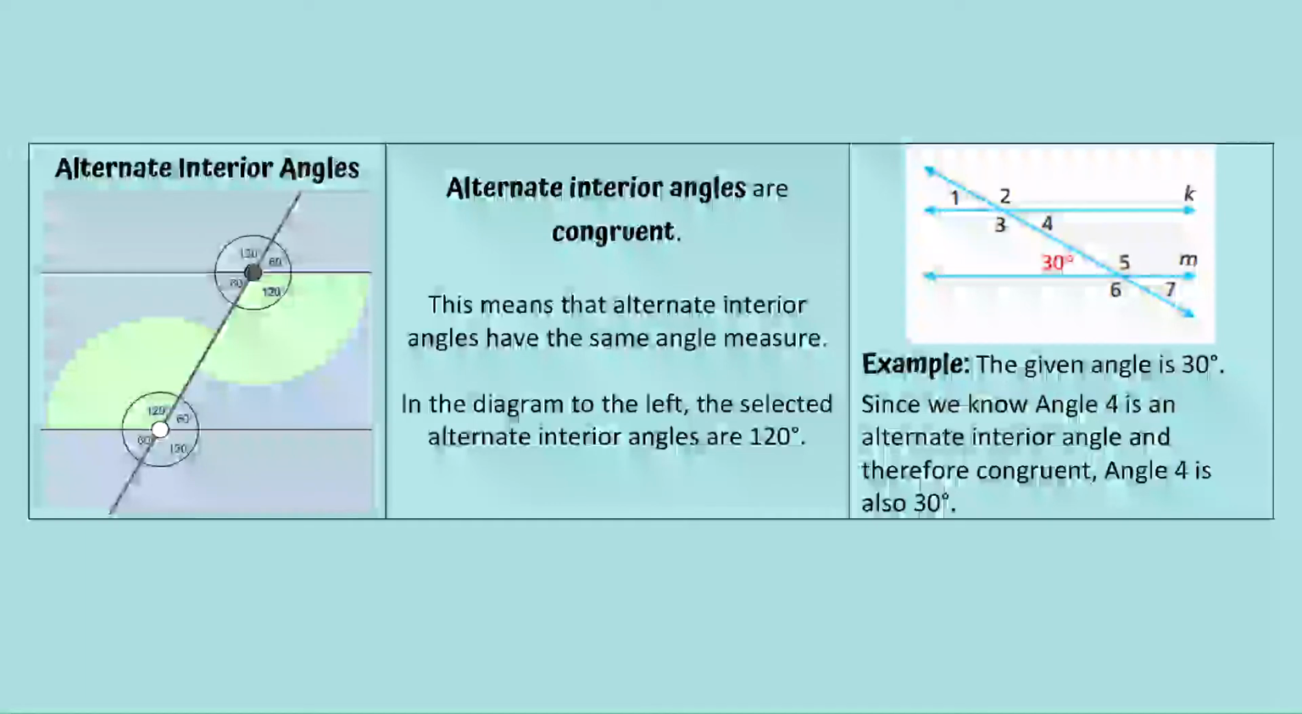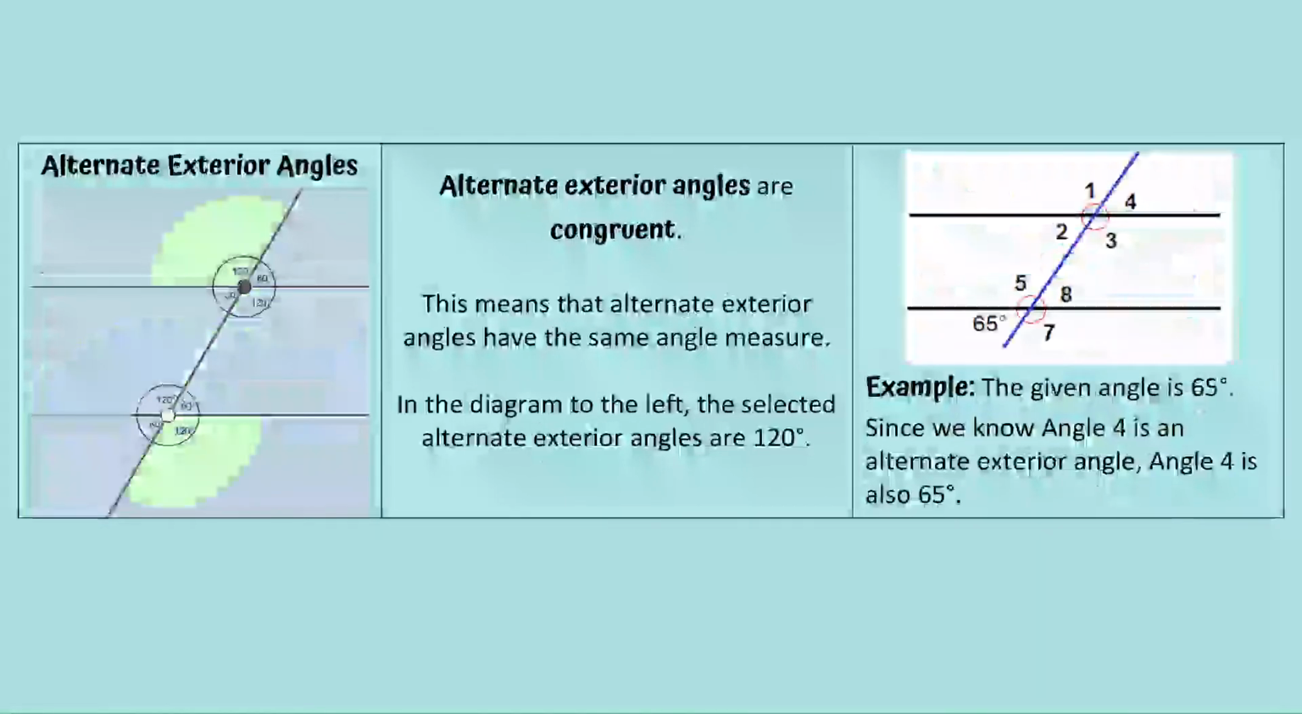Let's look at our example on the right. We have the same given angle from the previous question, so our given angle is 30 degrees. Now, alternate interior angles. So we're going to stay on the interior in between the parallel lines, and we're going to look at the angle that is on the alternate side of the transversal. So in this case, our alternate interior angle is angle 4. And because they're alternate interior angles, they're congruent, so we can say that angle 4 is also 30 degrees.